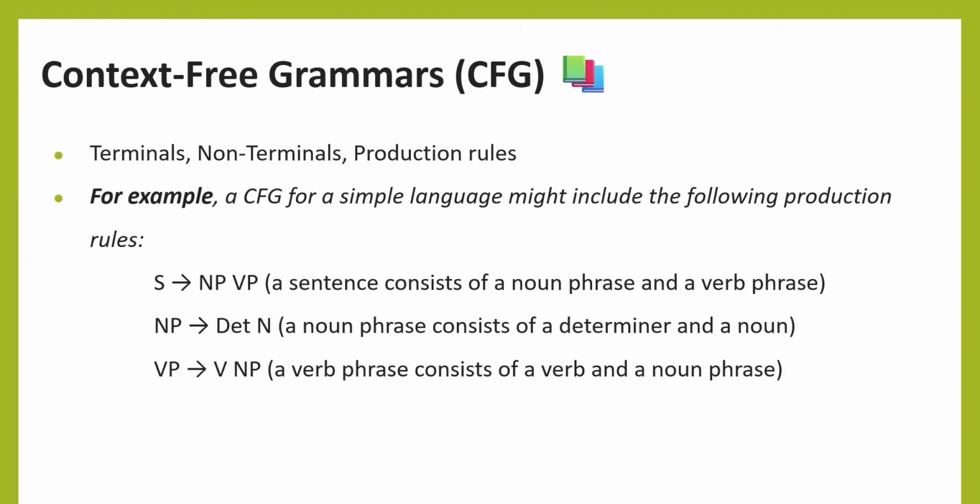Next comes context-free grammars, which is a set of production rules that can be used to generate a language. It consists of terminals or the basic symbols of the language, say words. Non-terminals means the symbols that can be replaced by other symbols, say phrases. Production rules are the rules that govern how the symbols can be combined. For example, context-free grammar for a simple language might include these production rules, where S, that is a sentence, consists of the noun phrase and the verb phrase, then NP to Det N, that is a noun phrase, consists of a determiner and a noun, and so on.